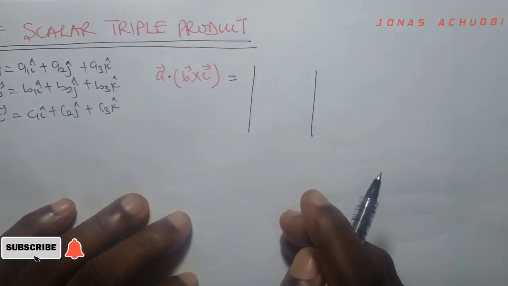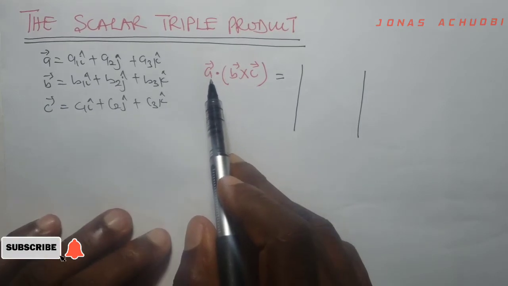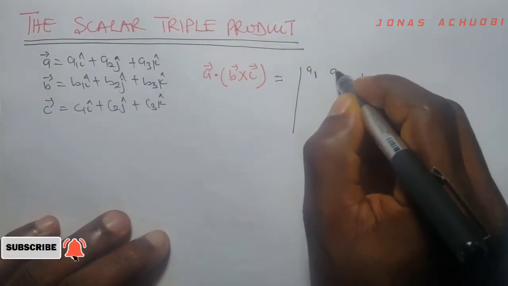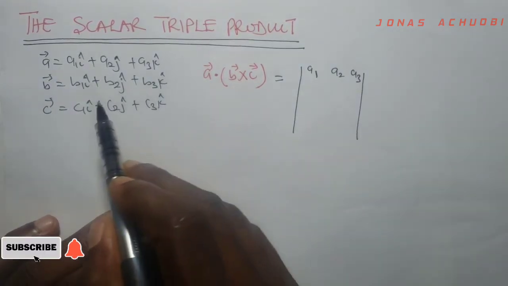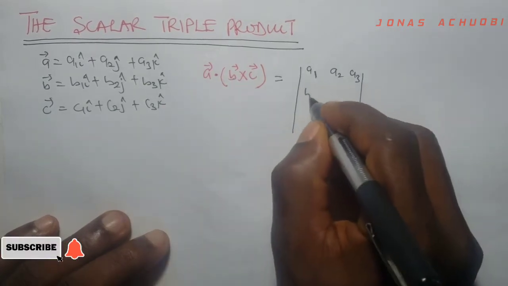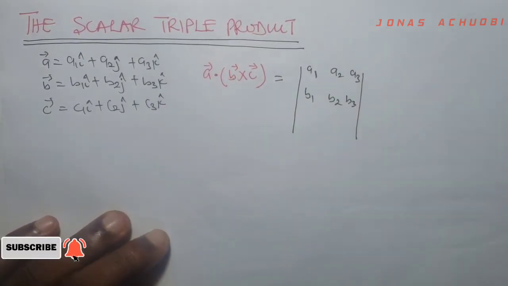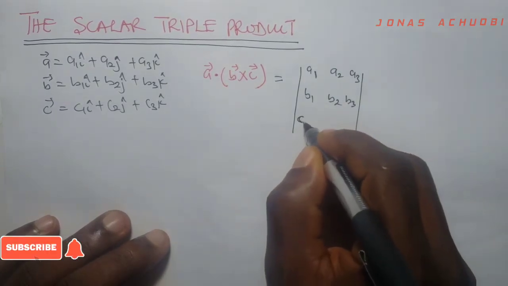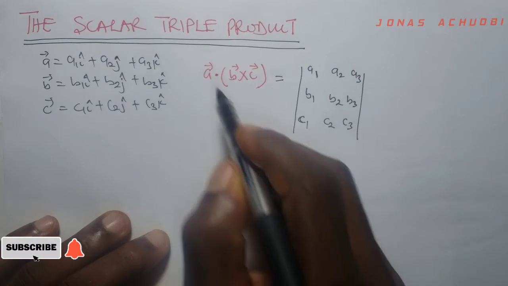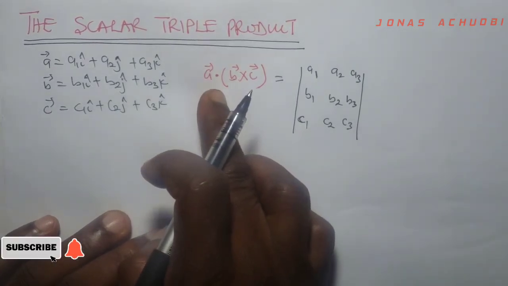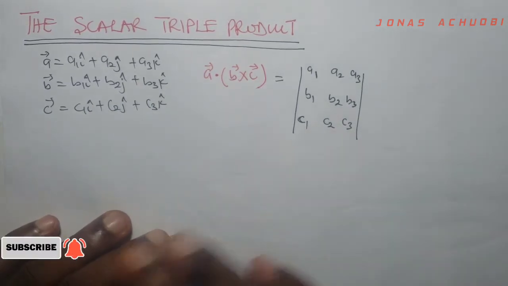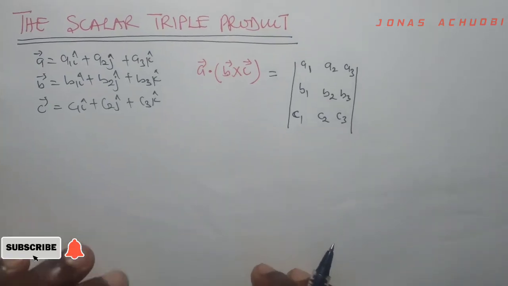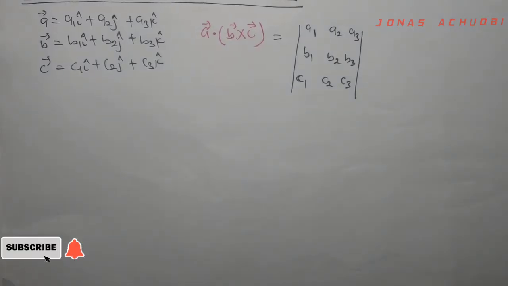The first row of the determinant will be the components of vector A, which are A1, A2, A3. The second row will be the components of vector B, B1, B2, and B3. And the third row, C1, C2, and C3. So the scalar triple product of vectors A, B, and C is given by this determinant. Of course, this can be proven, but I don't want to do that here. So let's take one quick example to illustrate this.